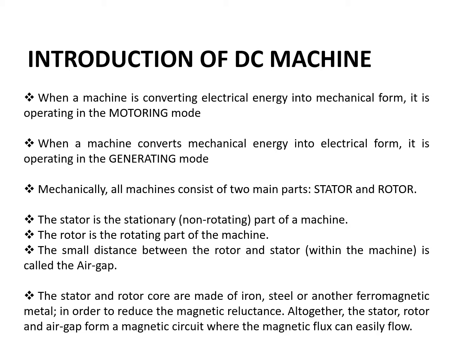When a machine is converting electrical energy into mechanical form, it is operating in the motoring mode. And when the machine converts mechanical energy into electrical form, it is operating in the generating mode. So depending on the conversion process, the same machine can work in the motoring mode or the generator mode.